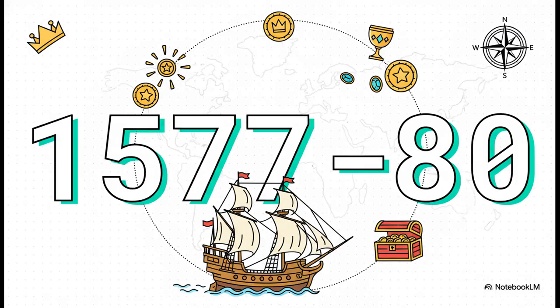Okay, lock this date range into your brain. 1577 to 1580. This is when Sir Francis Drake sailed all the way around the entire world.